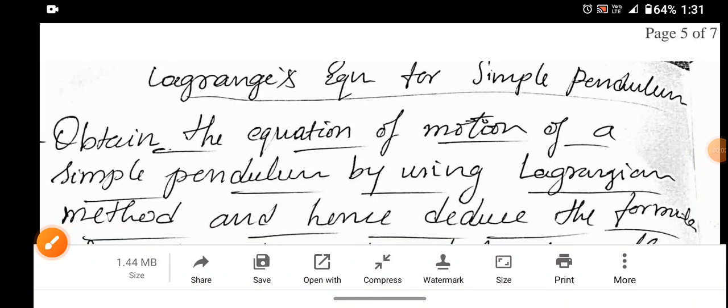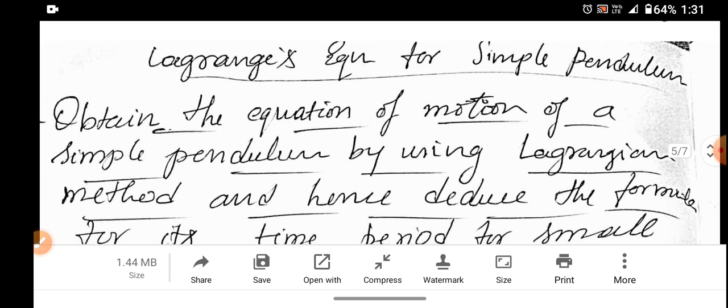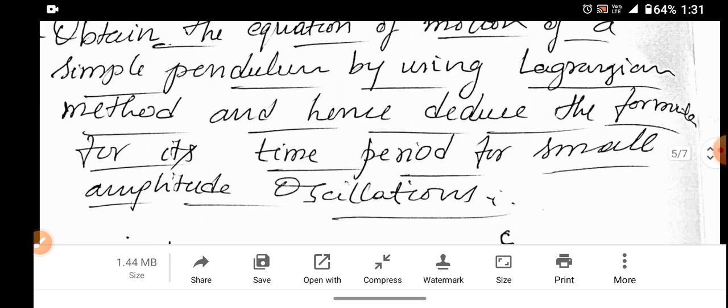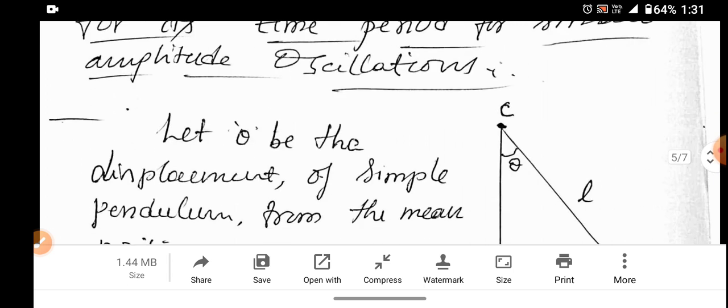Hello student, today let us discuss the Lagrange equation and its applications to the simple pendulum. We can be asked questions like this: obtain the equation of motion of a simple pendulum by using the Lagrangian method, and hence deduce the formula for its time period for small amplitude oscillations.